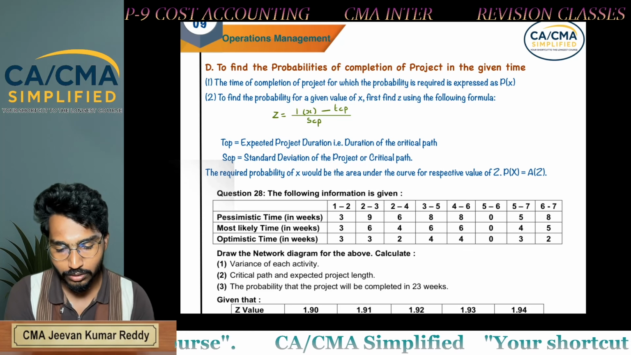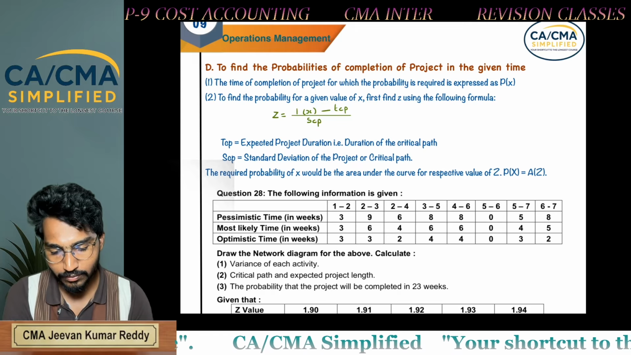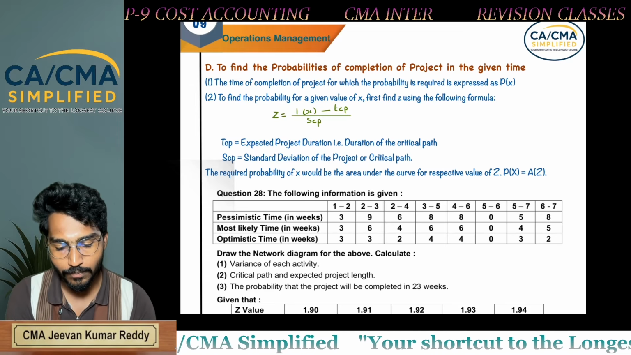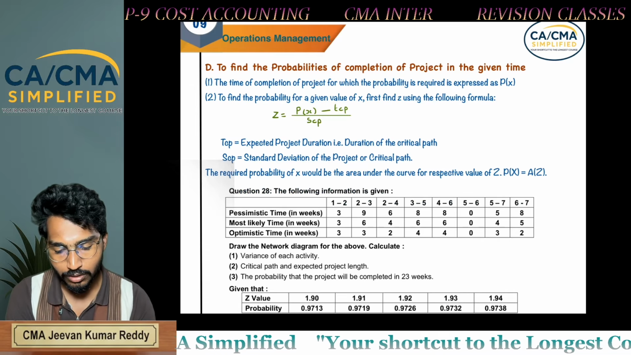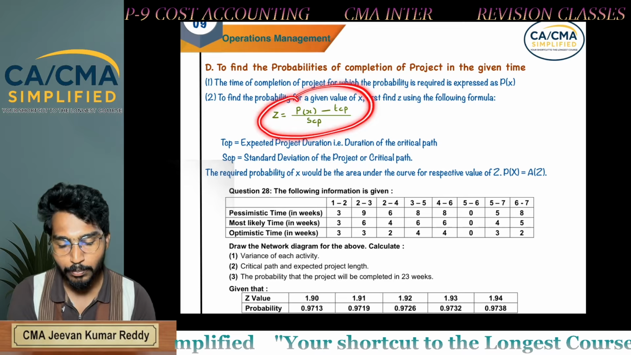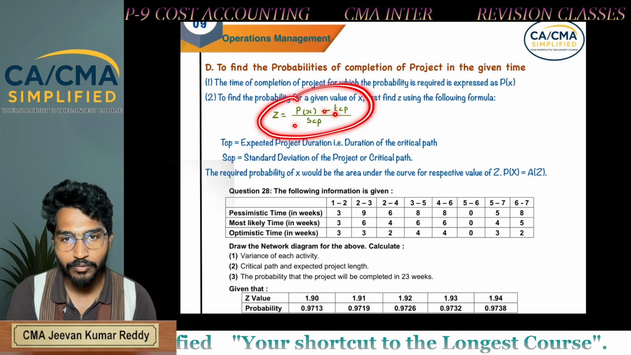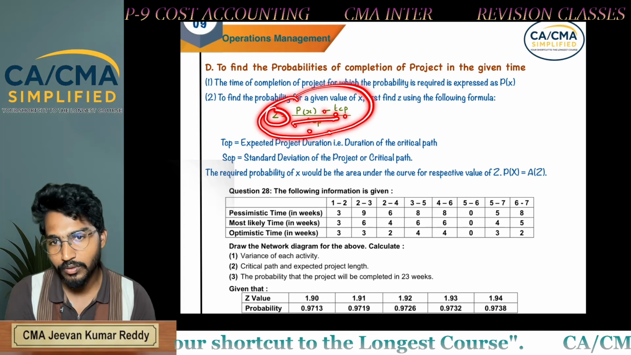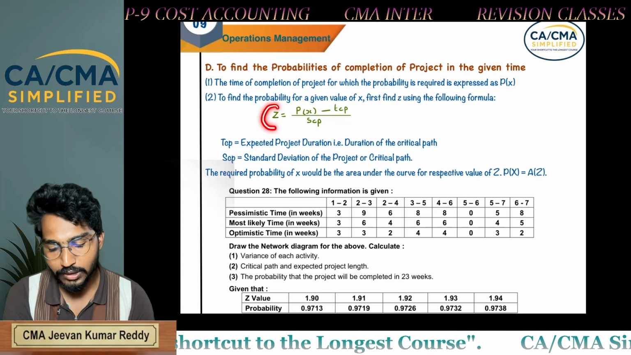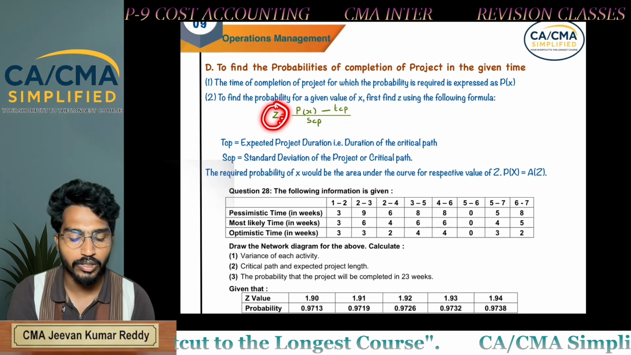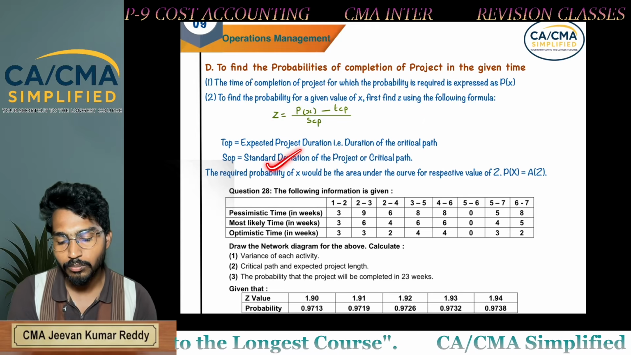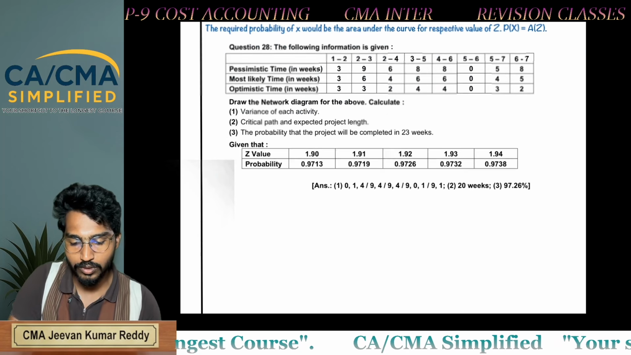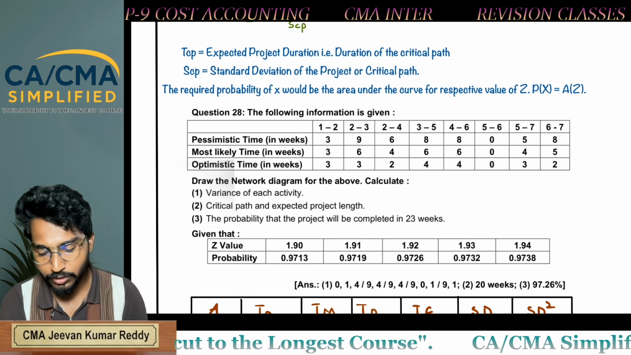To get the z value, you need to use this formula: x minus the time of the critical path, divided by the standard deviation of the critical path. You will get the z value. After getting the z value, if you look at it in the normal distribution curve, we will get the percentage or probability of completion time. Now we will do one problem.